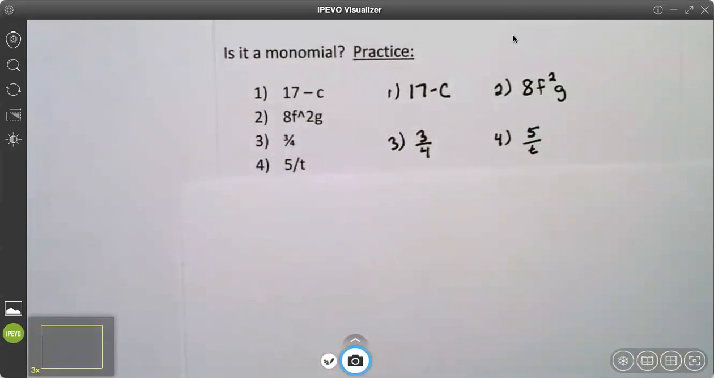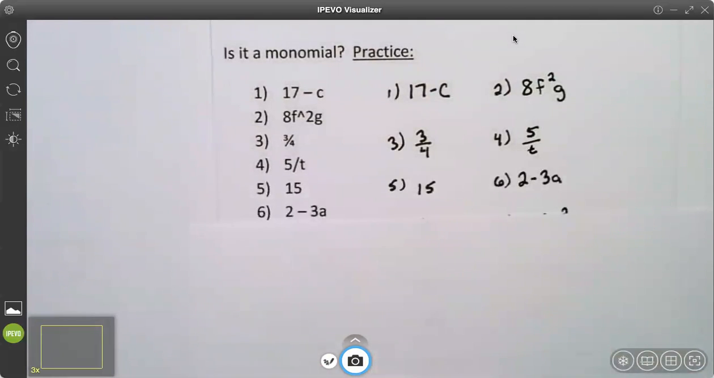Is number 3 a monomial? Yes, 3/4 is a monomial. Is number 4 a monomial? No, it has a variable in the denominator, t, so it is not a monomial. Number 5 is 15, and yes, it is a monomial. Number 6? No, 2 terms. Number 7? No, variable in the denominator.